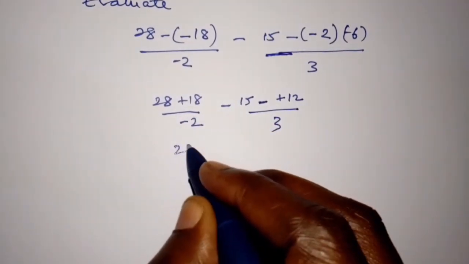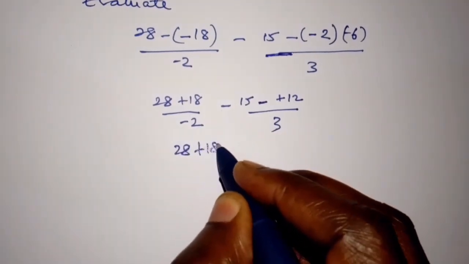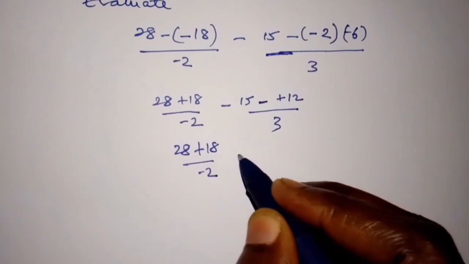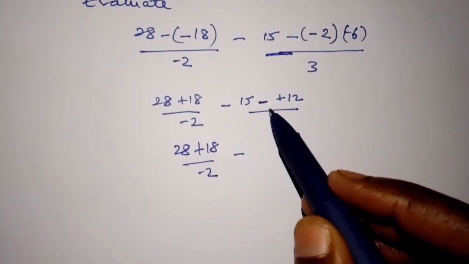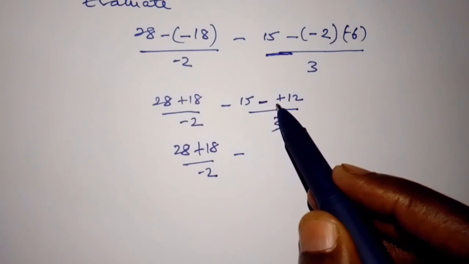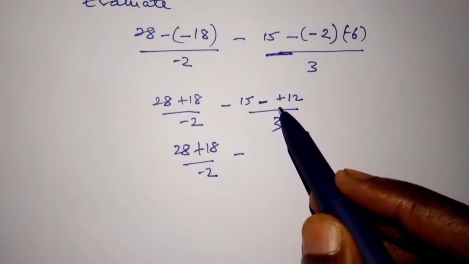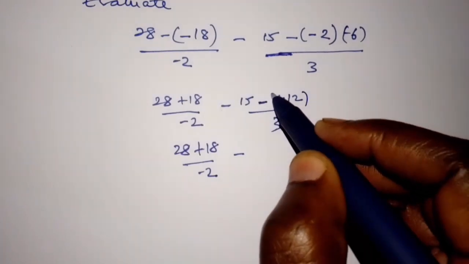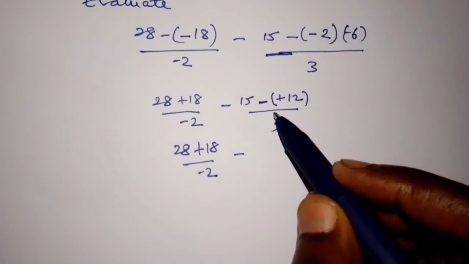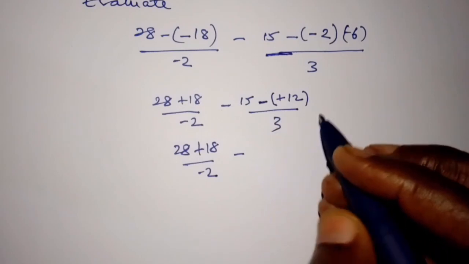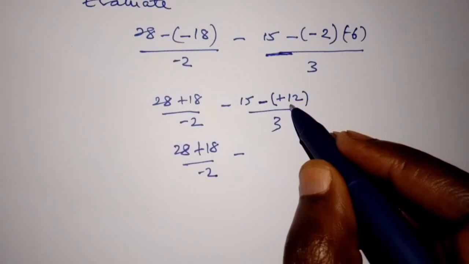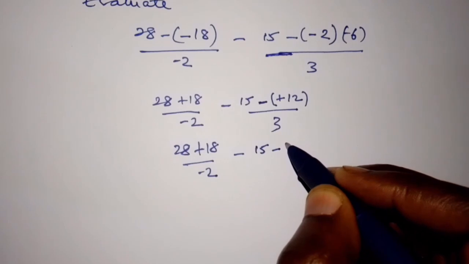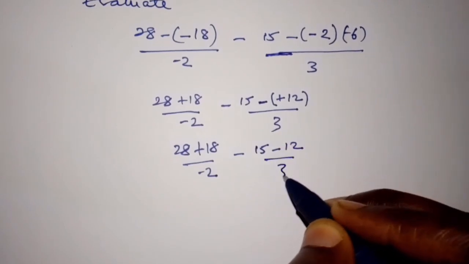So this is 28 plus 18 over negative 2, minus, 15 minus 12 over 3. Negative and positive 12 is going to give us a negative 12.